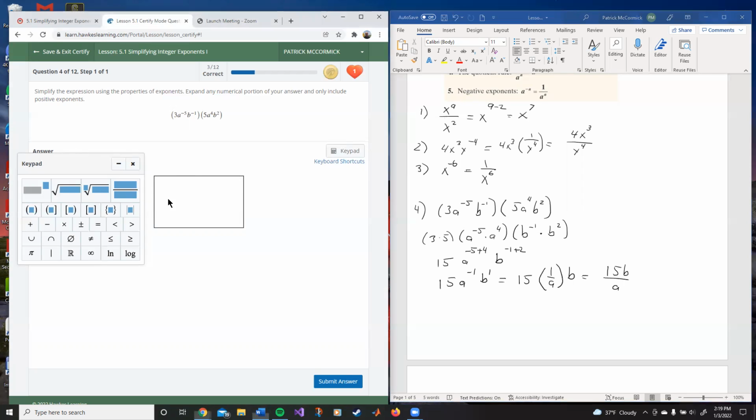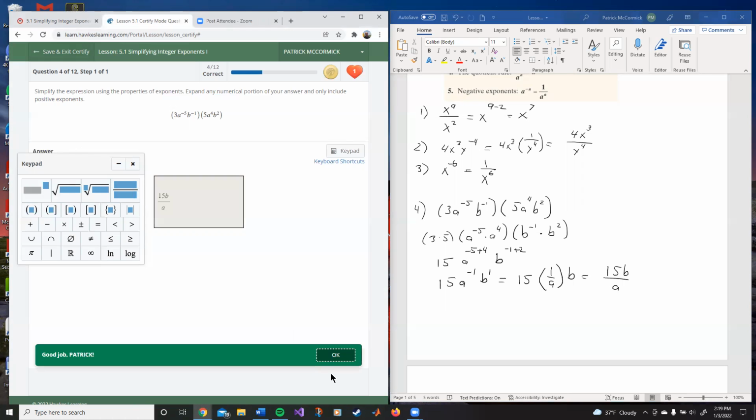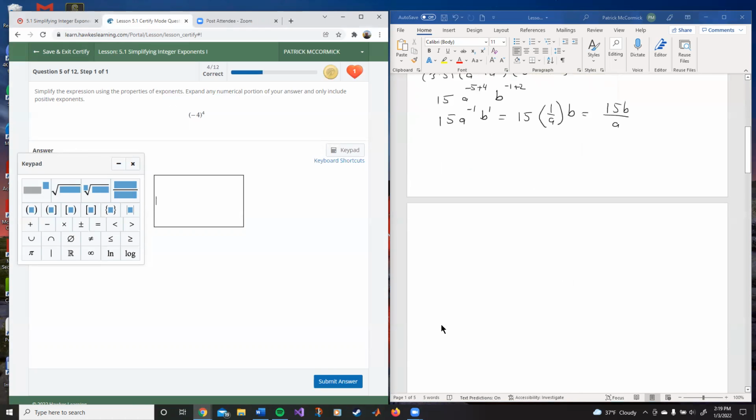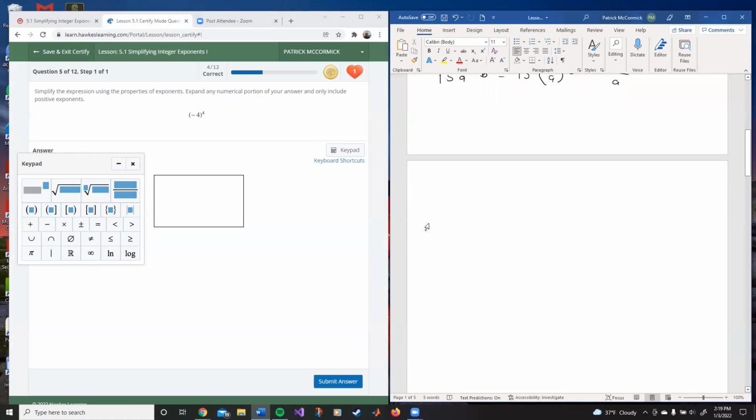So let's put this in the right way over here. So I need my fraction. So 15, not 156, 15b over a. All right, next problem. I'm going to scroll down to a new worksheet here.